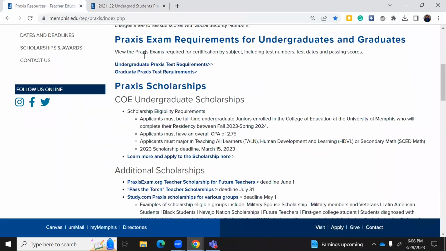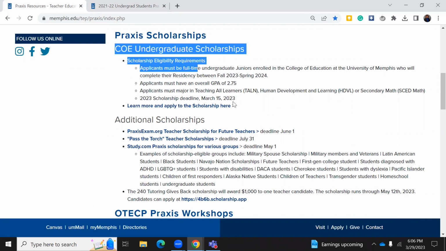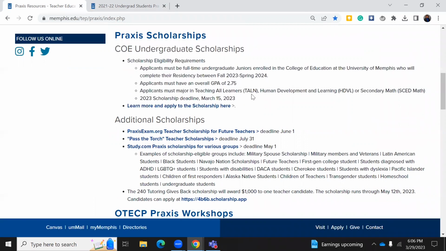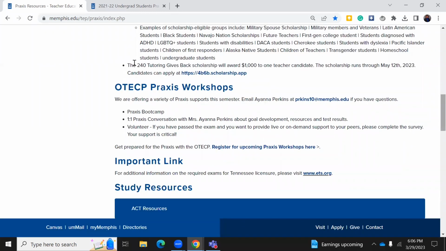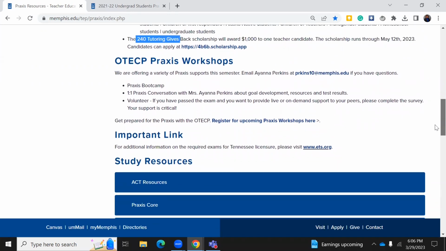So let's go back to this page. As a reminder, I clicked up here for the requirements. Then we have some opportunities for Praxis scholarships. So there are several Praxis scholarships. We just closed the Praxis scholarship opportunity where you receive a voucher. We closed that on March 15th, but there are several other opportunities outside of the College of Education for you to receive scholarships. So these are additional scholarships here. We just actually added one for 240 tutoring that's going to be due sometime over the summer. So I do recommend that you all apply to those.